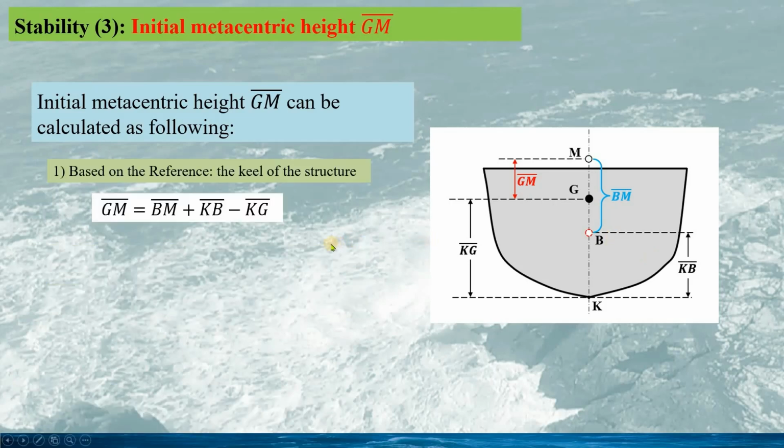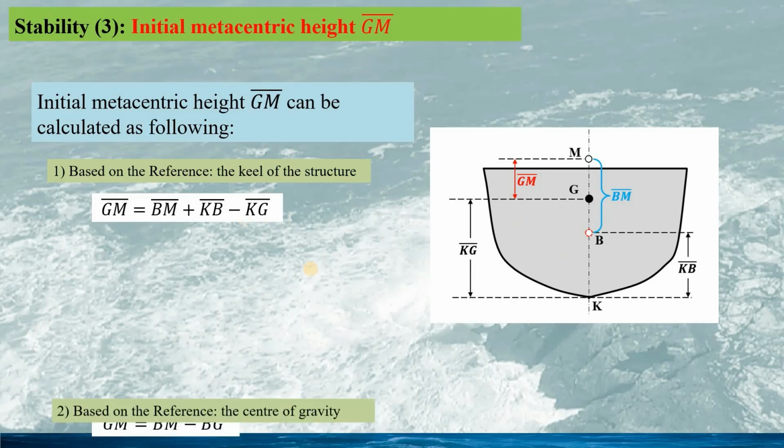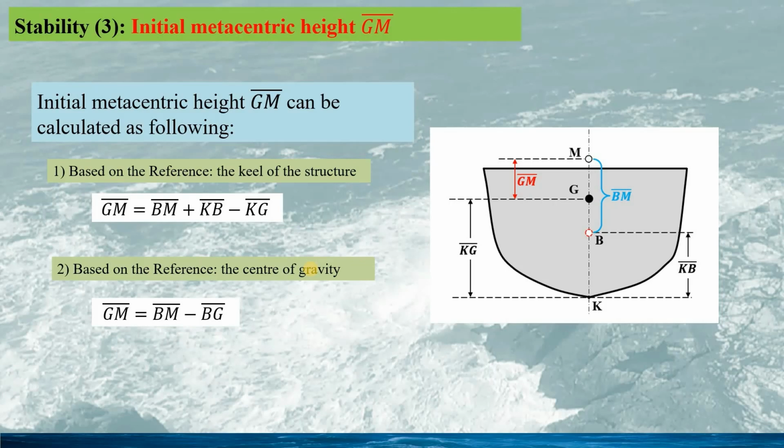If we take the reference point at the keel of the structure, the inertial metacentric height Gm is calculated as Bm plus Kb minus Kg. Or, if we take the center of gravity as the reference, then we can calculate the inertial metacentric height Gm as Bm minus Bg.